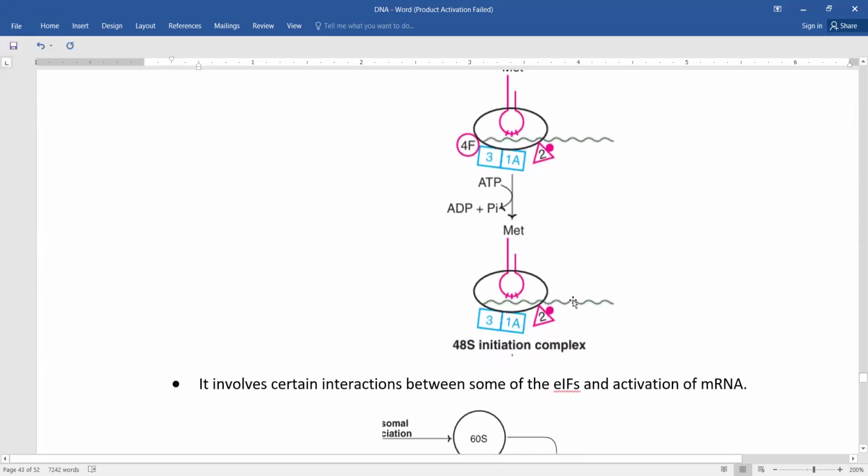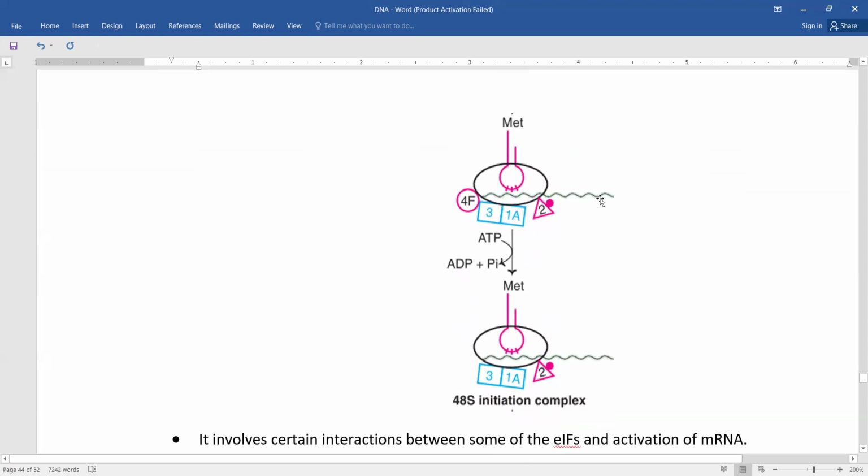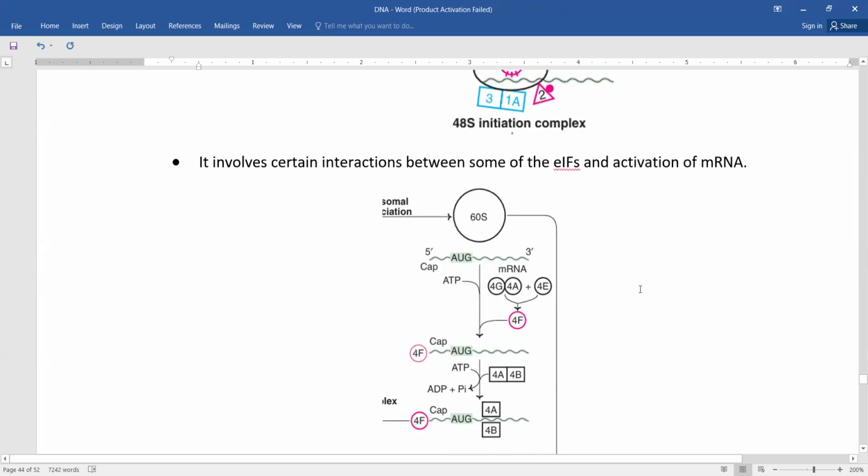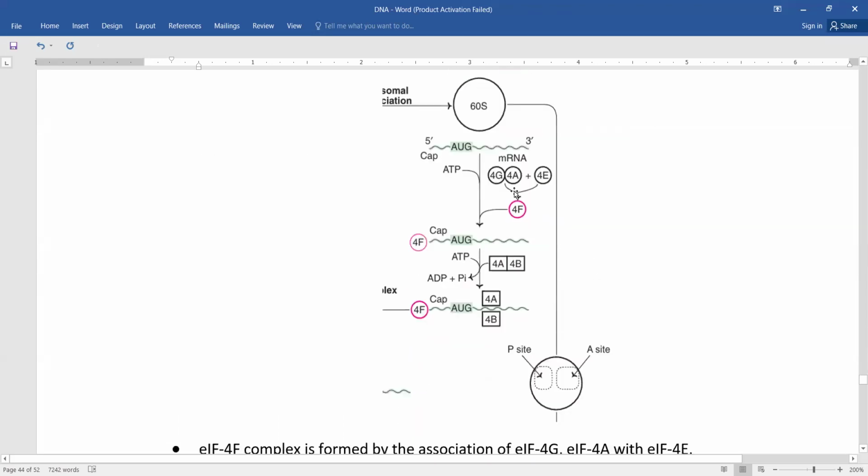Okay, now we have the 48S initiation complex. See, this is the 43 pre-initiation complex to which this mRNA with 4F is bound, and then it is called the 48S initiation complex. It involves certain interactions between some of the initiation factors and activation of mRNA. How the mRNA is activated, you can see.